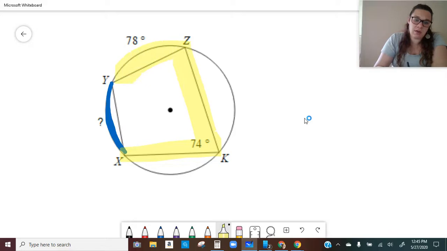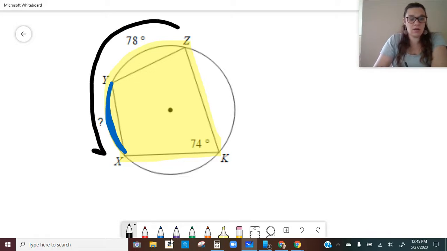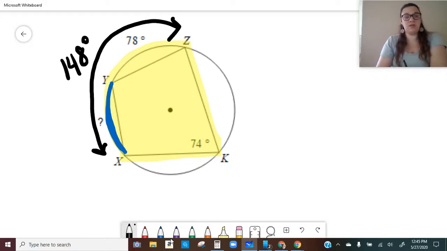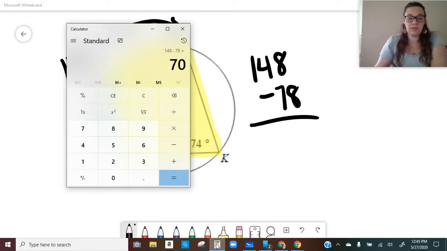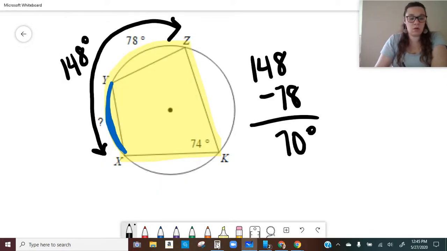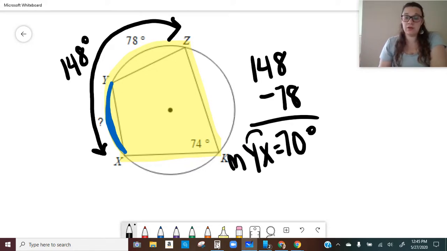And if we highlight it and look at the spot that it shades in, I can see that arc XZ, that whole big piece, is going to be double 74. So from here to here is 74 times 2. 74 times 2 is 148. So if that whole piece is 148, and I already used up 78 of it, I'm left with 70. So my measure of arc XY is 70 degrees.